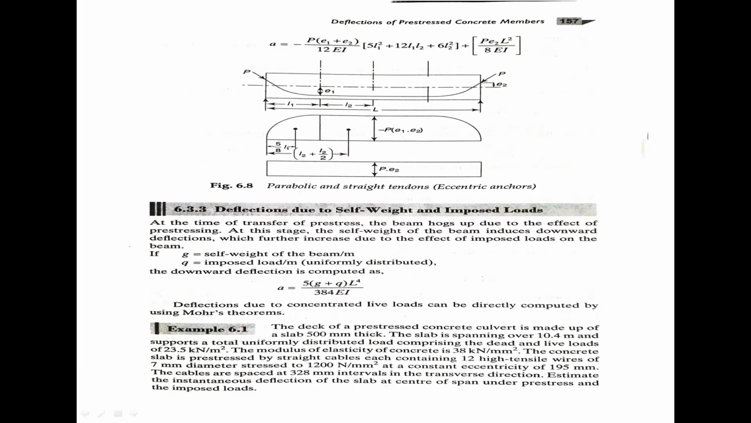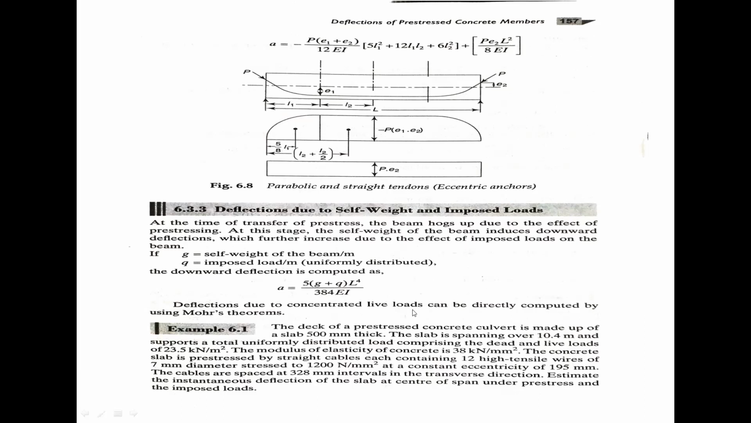Now the downward deflection is computed as a equal to, downward meaning positive, 5 into (G plus Q) into L to the power 4 divided by 384 EI. This is the formula I use for calculating the deflection for live load and dead load, self-weight and imposed load. Small a equals 5 into (G plus Q) into L to the power 4 divided by 384 EI.